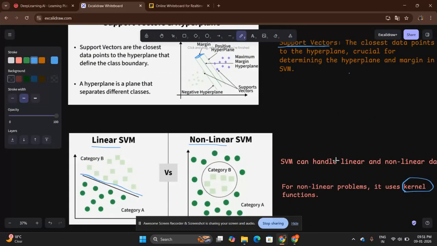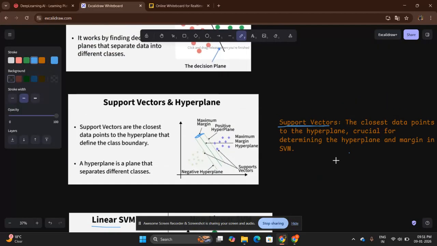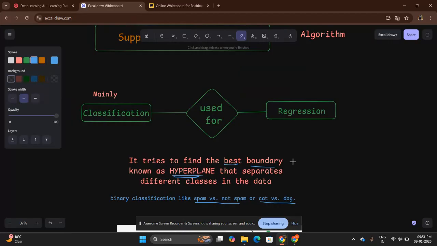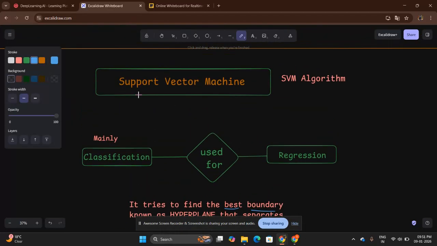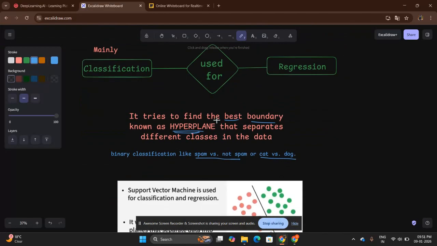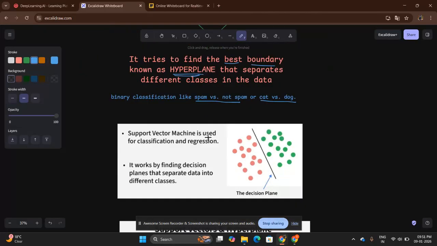I hope you got the concept. Let's revise quickly. Support vector machine is a supervised machine learning algorithm which is mainly used for classification, but also used for regression purposes. It tries to draw a boundary in between two different classes. That line is called the hyperplane.